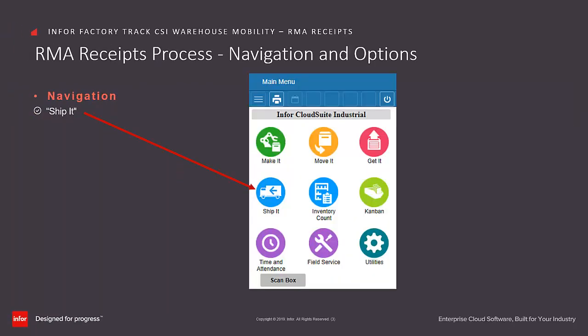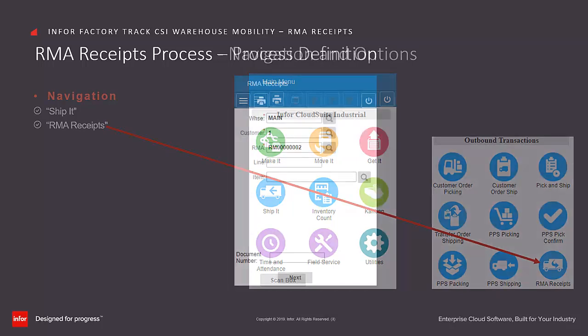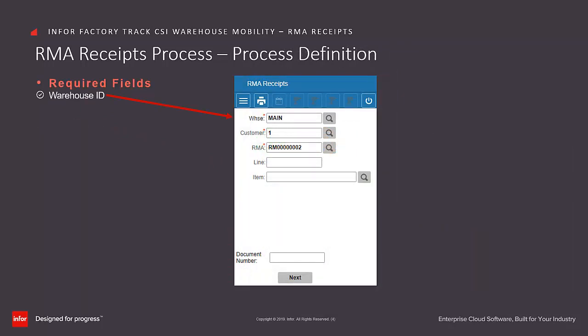To start the RMA Receipts process, from the Factory Track Warehouse Mobility main menu, click on the Ship It icon. This presents the outbound transaction screen where you click on the RMA Receipts icon. To initiate the RMA receipt process, the following steps should be followed.